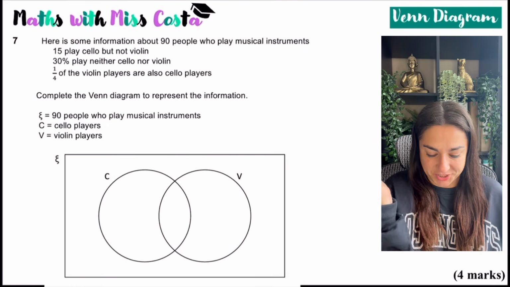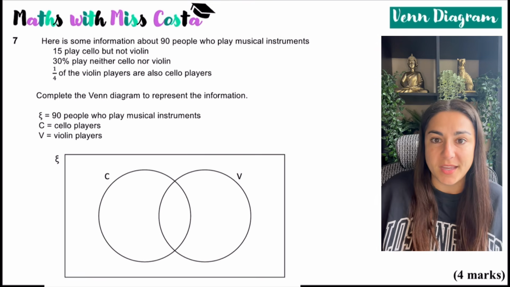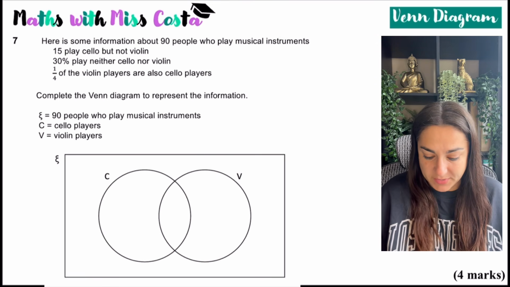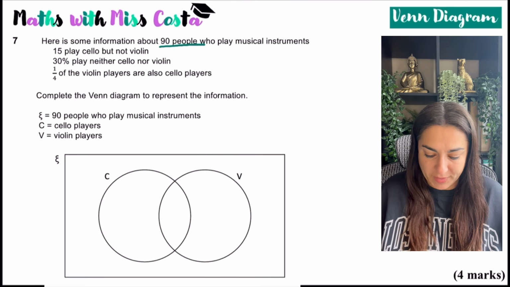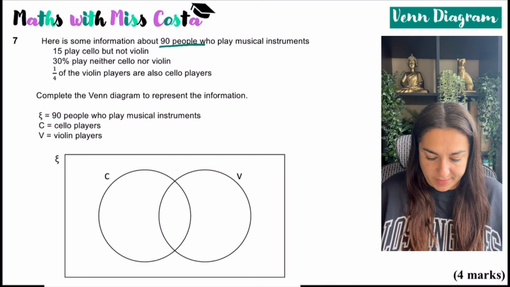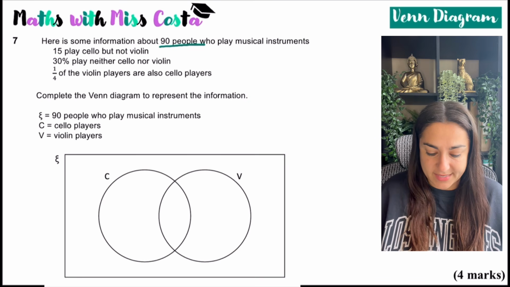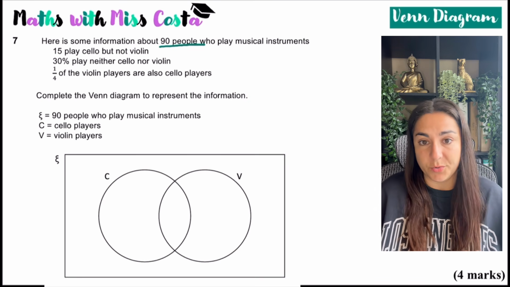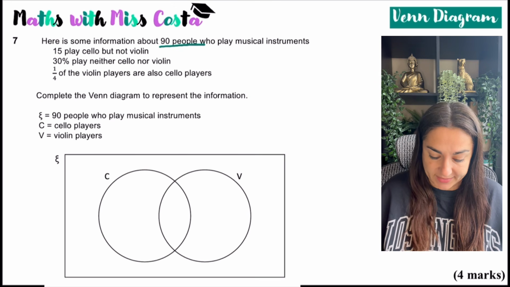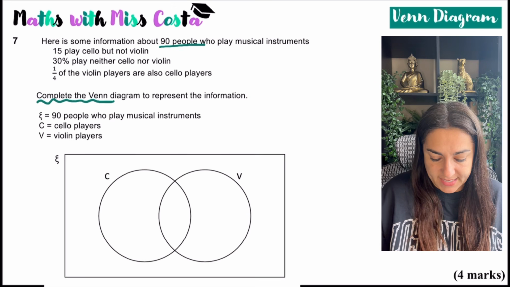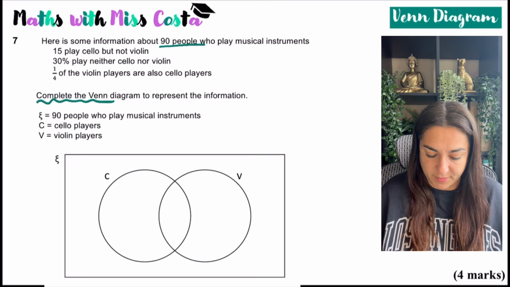Okay, so in this question, we're dealing with a Venn diagram. I'm told that there's some information about 90 people who play musical instruments. 15 play cello, but not violin. 30% play neither, and a quarter of the violin players are also cello players. I'm asked to complete the Venn diagram to represent the information.